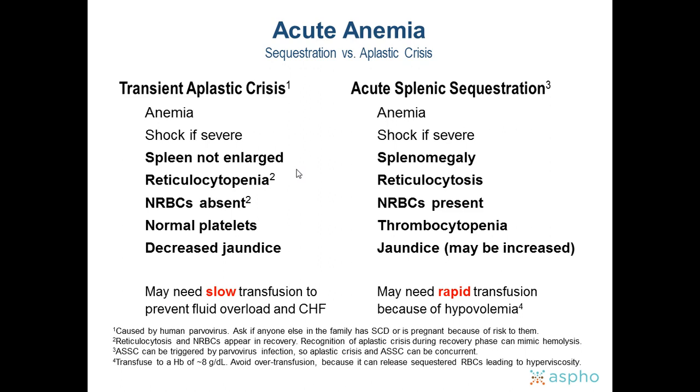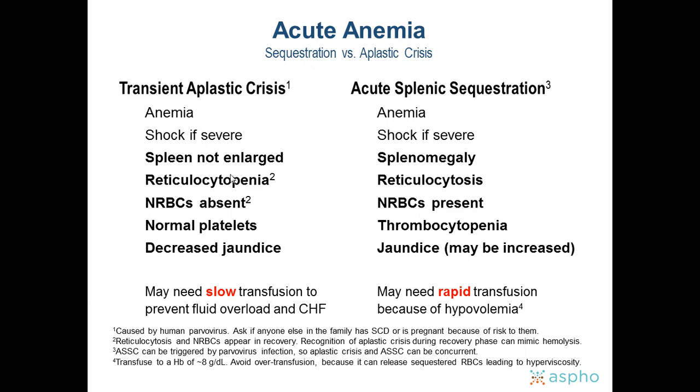How can you differentiate the two? Spleen is generally not enlarged from baseline in aplastic crisis. There'll be reticulocytopenia, no nucleated reds, normal platelets, and oftentimes decrease in jaundice. I ask, are Johnny's eyes less yellow than they used to be? And then splenomegaly with acute splenic sequestration, reticulocytosis, nucleated reds, and thrombocytopenia from the hypersplenism.